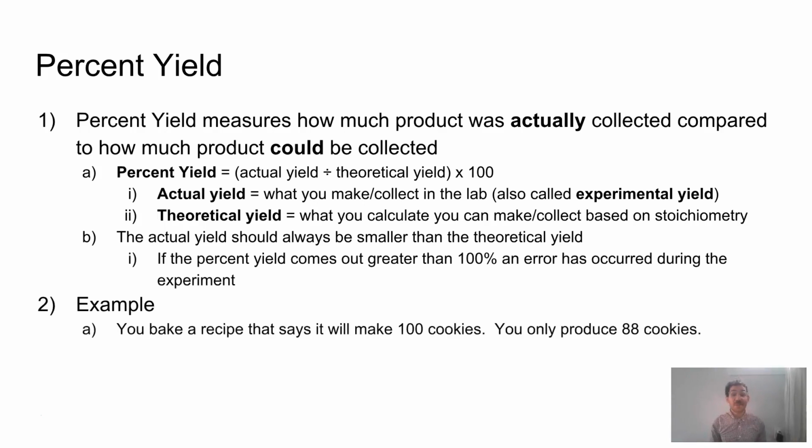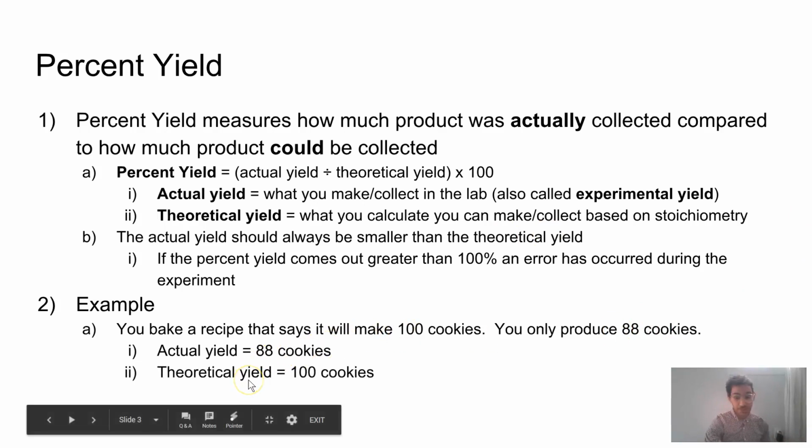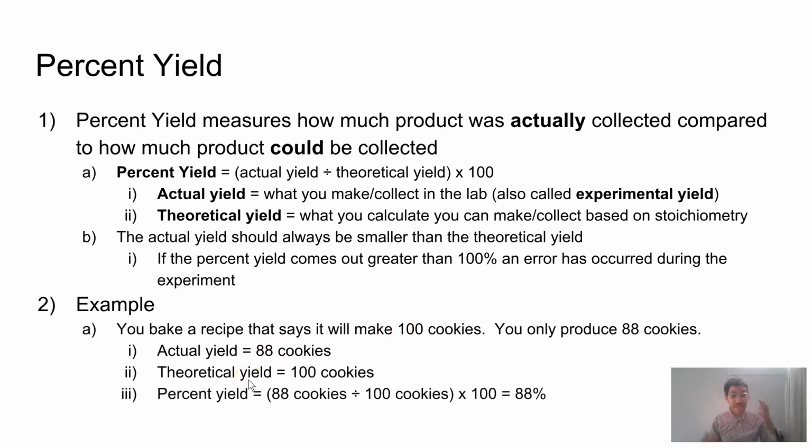Let's look at a fun example for starters. You bake a recipe that says it'll make 100 cookies. You only end up getting out 88 cookies. This is then your actual yield of 88 cookies. That's what you got. But you thought you could make 100 cookies. That's your theoretical yield. So your percent yield would be 88 cookies divided by 100 cookies, then times 100, or 88%.